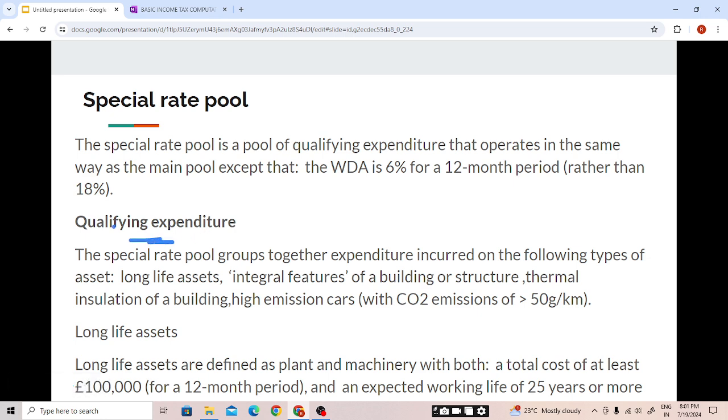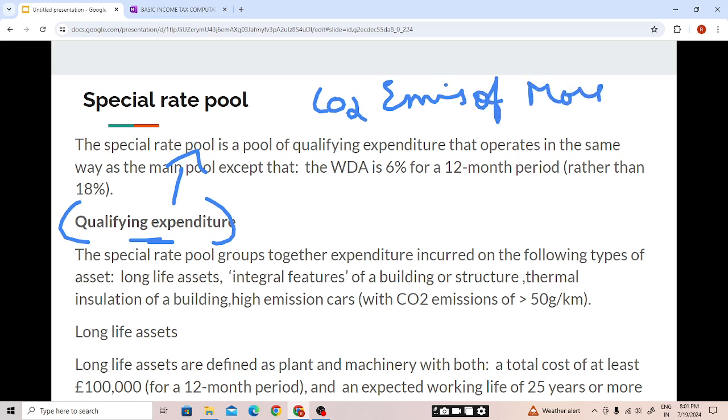Qualifying expenditures. Now coming to what are the qualifying expenditures which are included in the special rate pool. We have seen CO2 emissions cars of more than 50 grams per kilometer are included in this. CO2 emission more than 50 gram per kilometer are included in the special rate pool.